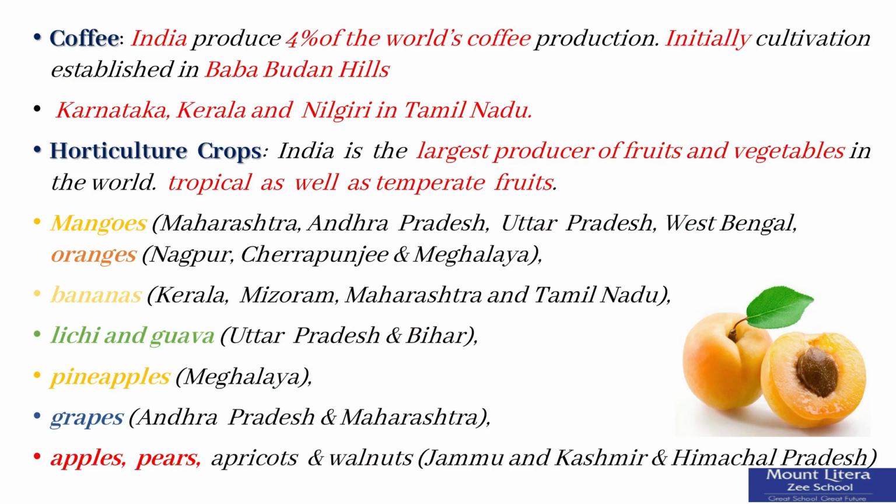Coffee. India produces 4% of the world's coffee production. Initially, cultivation was established in the Baba Budan Hills. The Nilgiri region, Karnataka, Kerala and Tamil Nadu are the major coffee-producing areas.